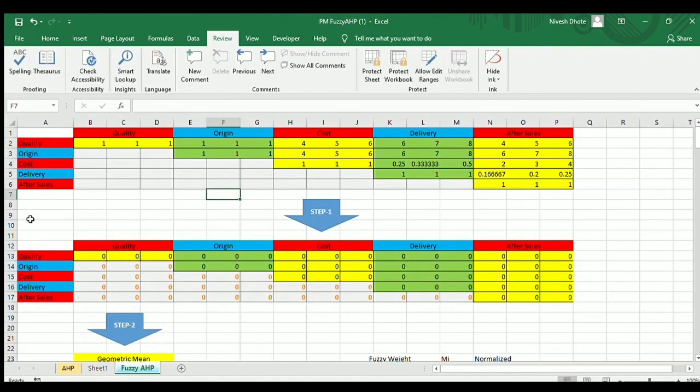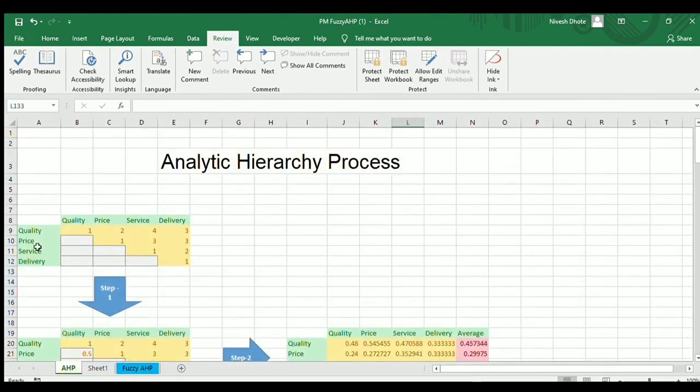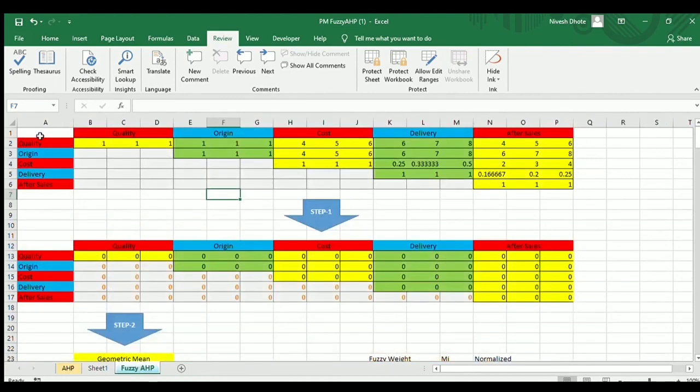Similarly, like we have taken four factors there in AHP: quality, price, service and delivery. Here we are taking 5 factors: quality, origin, cost, delivery, and after sales. So here quality is equally important to quality, so we have used the value 1, 1, 1. Similarly, if we are saying quality and origin are also equally important, we are saying 1, 1, 1. But quality is fairly important compared to cost, so we are saying the value 4, 5, 6. But here, for delivery and cost, what we are saying is cost is only 0.25 times the importance of delivery, similarly 0.33 times, and it is like 0.5 times.